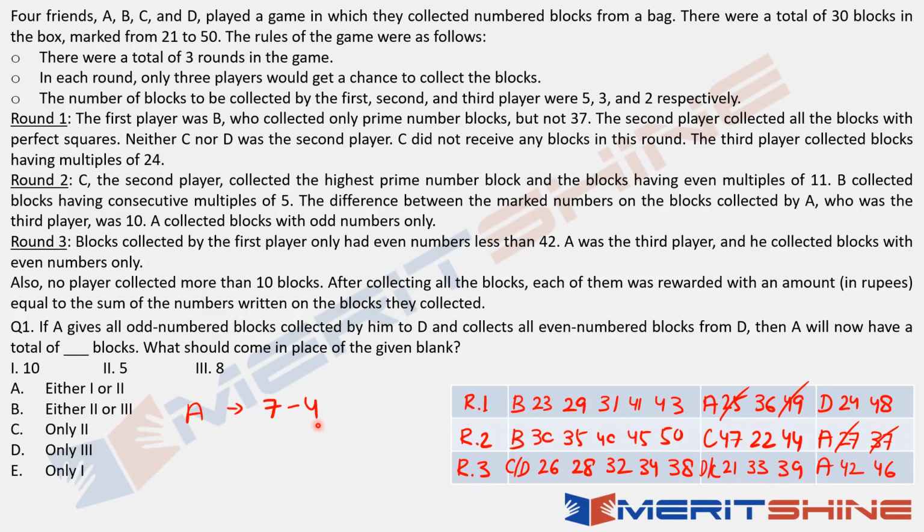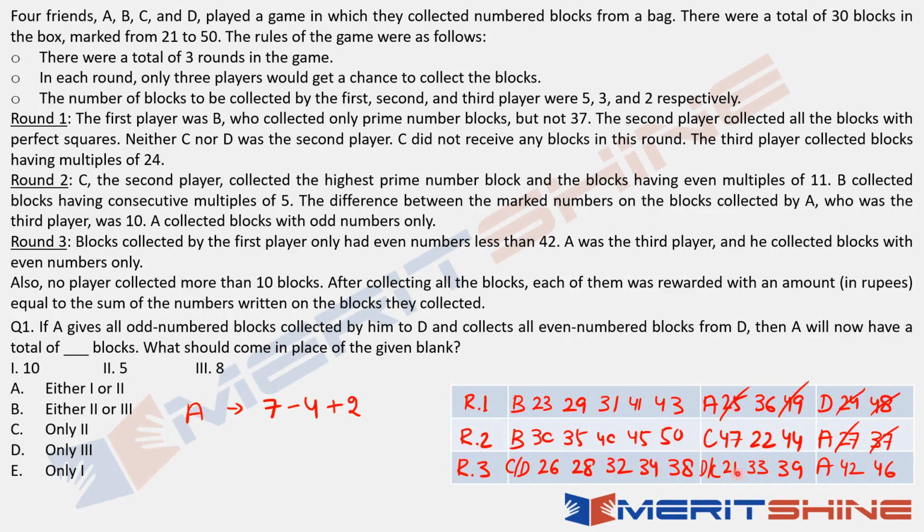What would come to A? A collects all even numbered blocks from D. So D is here. It's not there in round 2. Then D is here in round 3. So 24, 48 would definitely come to A because 24, 48 both are even. So they would come, and this is gone. So can I say plus 2? Till this stage, we have completed round 1 for D. D is not there in round 2, and then we have come here. Till this stage, it is 7 minus 4 plus 2.